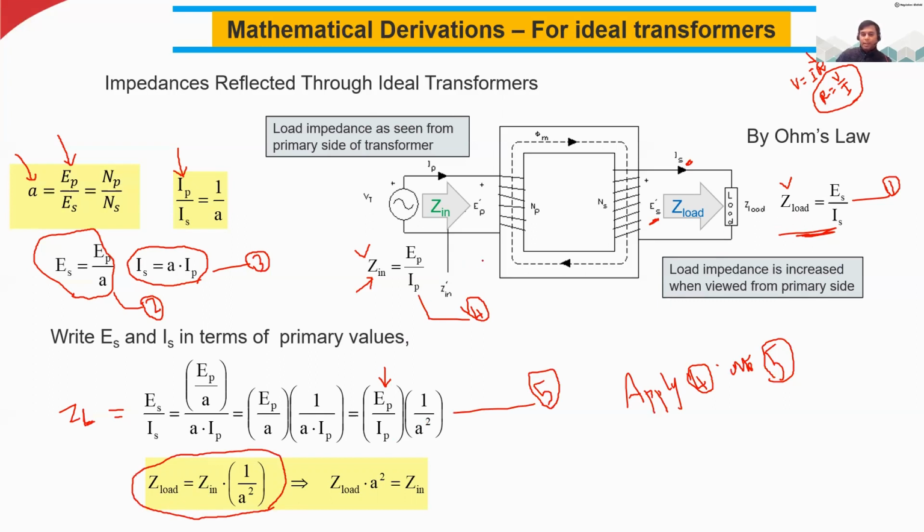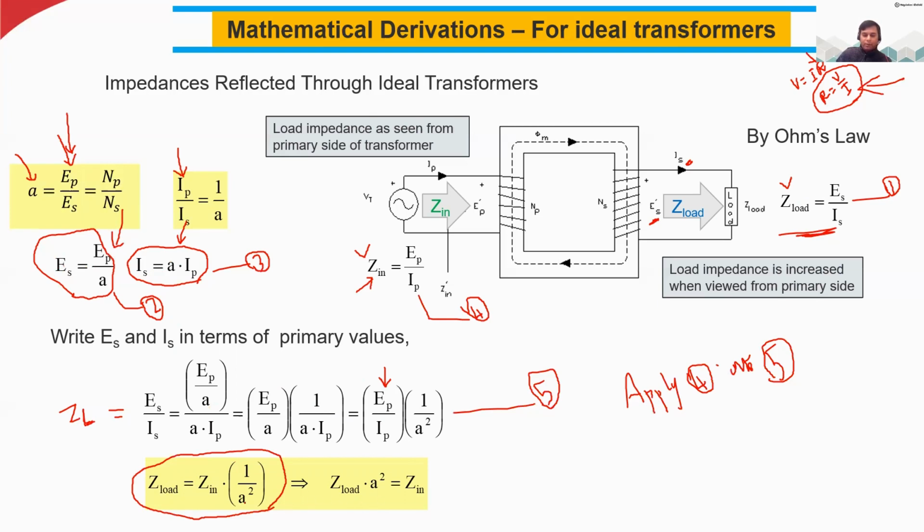So we are just going step by step. We know the basic equation for the impedance based on Ohm's law. And we know the turns ratio in terms of voltage and in terms of current. So I am just rewriting this same, the very basic equation, in terms of secondary voltage and secondary current. This equation becomes like this, and this equation becomes like this. I am applying these things here, and then I am simplifying, and finally I get Z load is equal to Z in times 1 divided by A square.